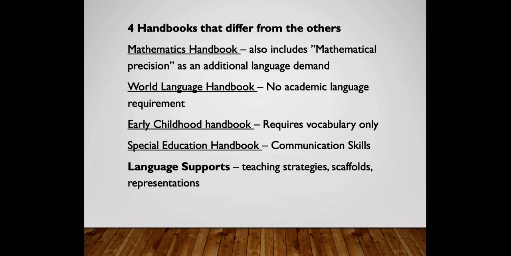Now, there are 4 handbooks that differ from the others. The mathematics handbook also includes mathematical precision as an additional language demand. The World Language Handbook does not have an academic language requirement. The Early Childhood Handbook requires vocabulary only. The Special Education Handbook focuses on communication skills. Our final term for academic language is language support. Language supports are teaching strategies, scaffolds, and representations.